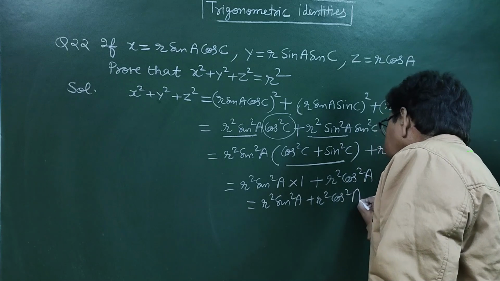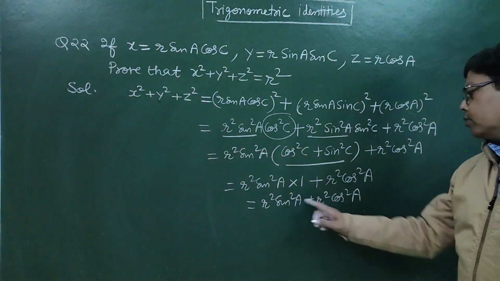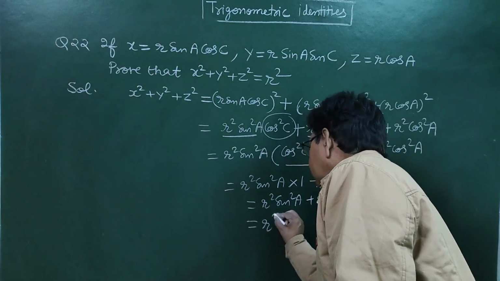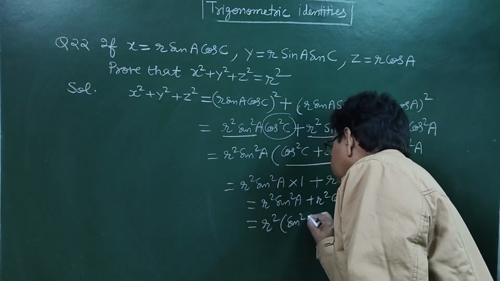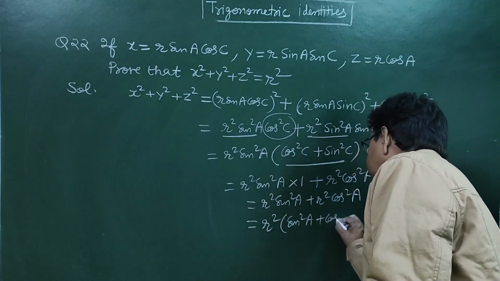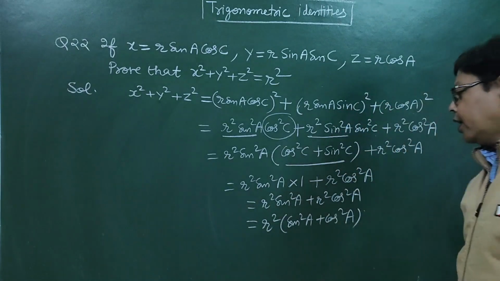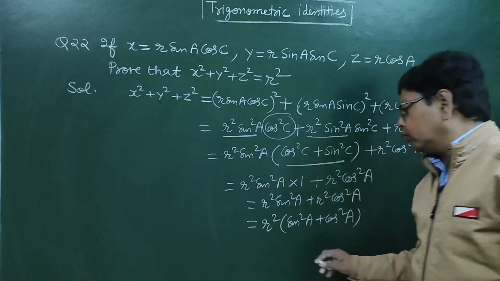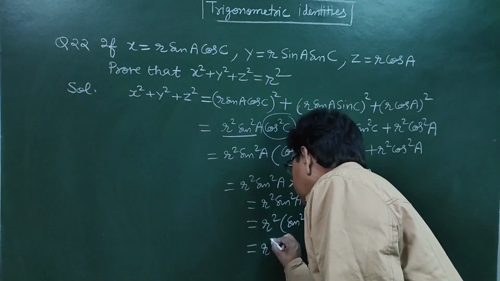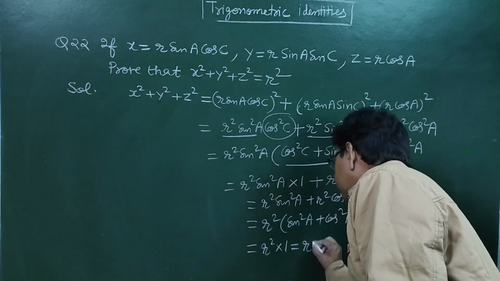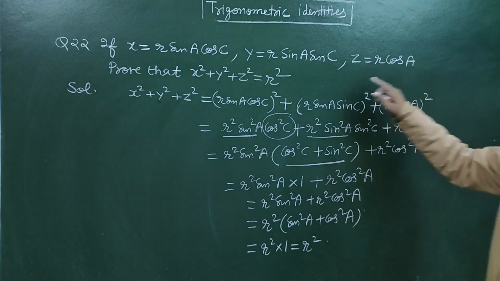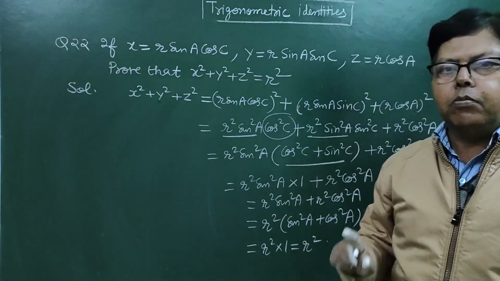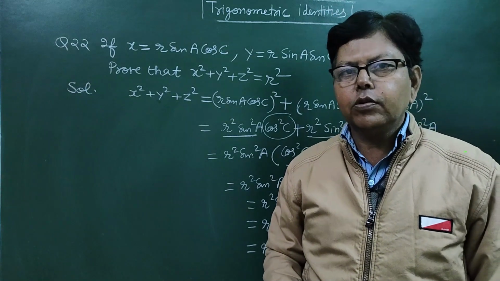Now in these two terms r square can be taken as common. So take r square as common, sin square a plus cos square a, again using the trigonometric identity, sin square a plus cos square a is equal to 1. So this is equal to r square into 1, which is equal to r square. So this has been proved that x square plus y square plus z square is equal to r square.